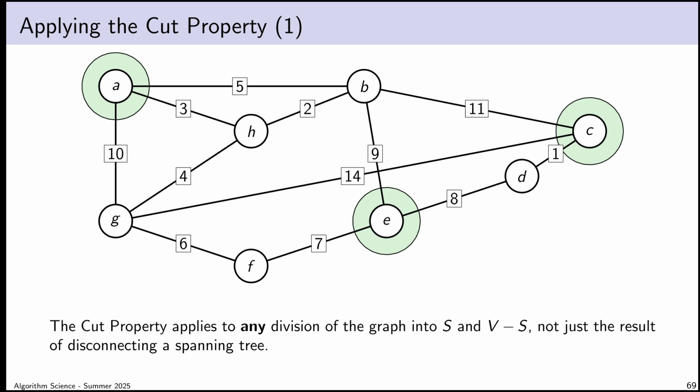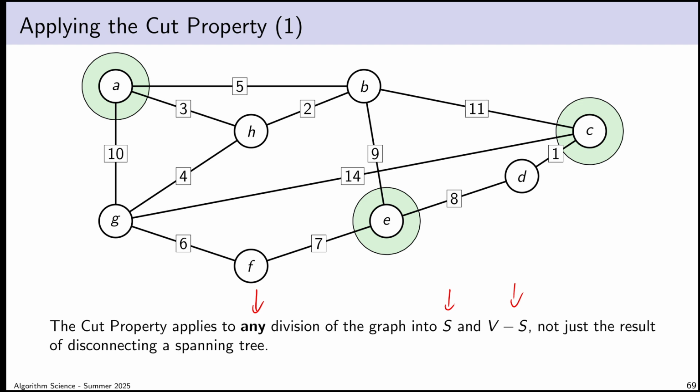So the observation to make is that the cut property applies to any division of the graph into S and V minus S. I was using it in my earlier examples. I was using it in the case where I have a tree and I disconnect the tree into two components, but I don't have to. That was the reason I wanted to make that little correction in the middle of the proof. There's no requirement in general that your set S and your set V minus S be two connected components of a tree. They can just be any arbitrary collection of vertices.